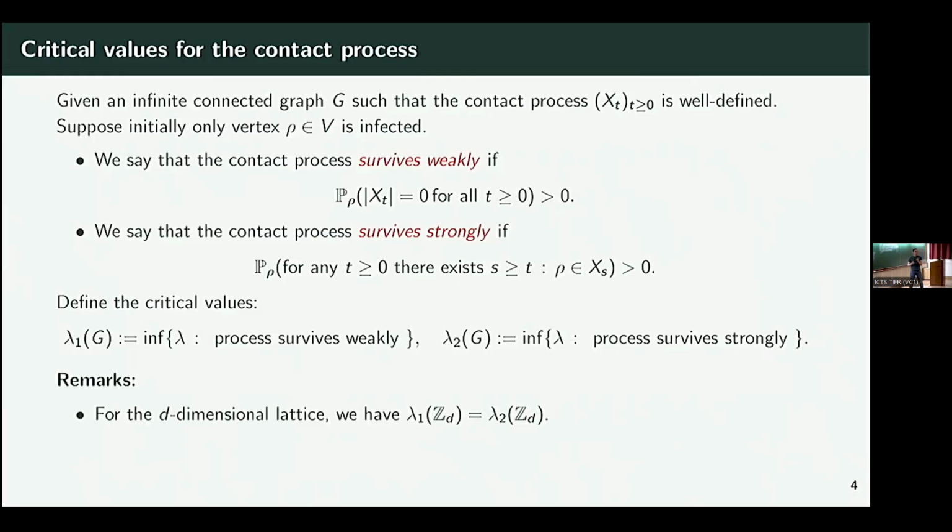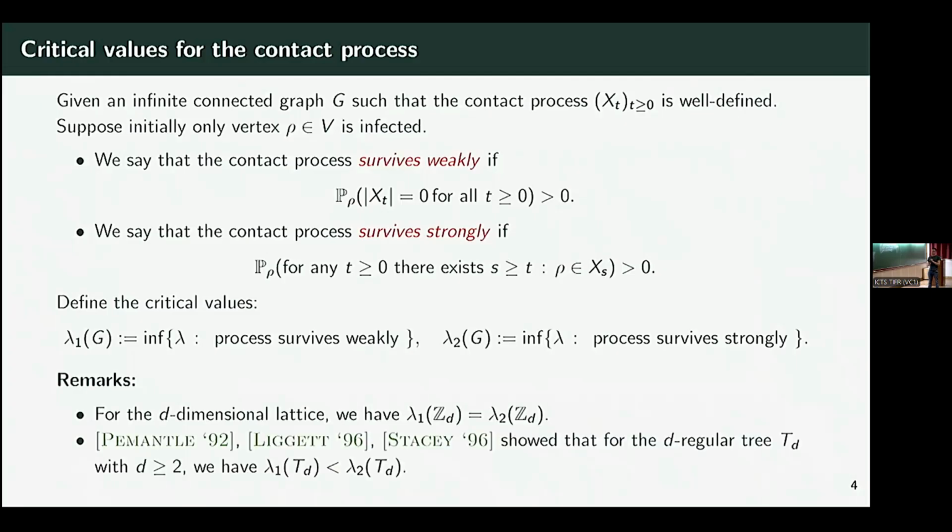And for very regular graphs, so this is classic, it was classically defined on the d-dimensional lattice, these two critical parameters are the same. But starting with this paper by Pimentel in '92, and then extensions by Liggett and Stacey, they showed that if you take a regular tree, a d-regular tree, then this lambda1 is strictly less than lambda2. So there are two different notions of survival.